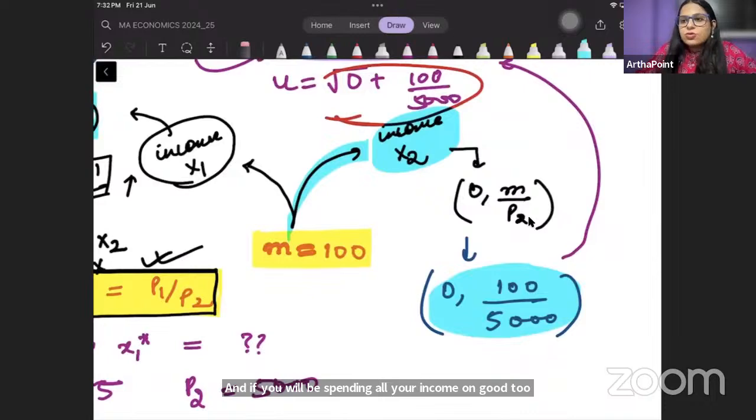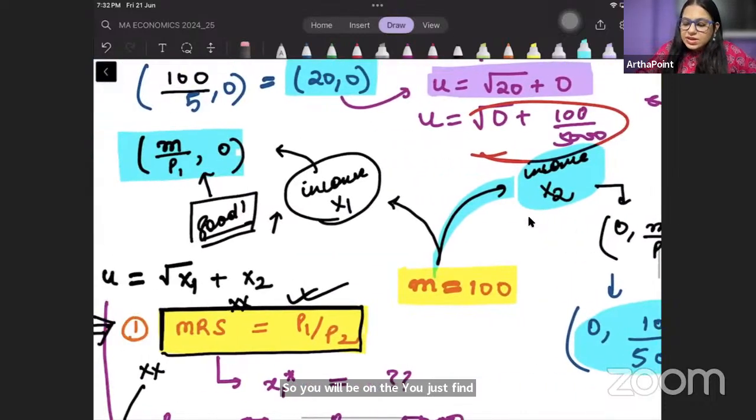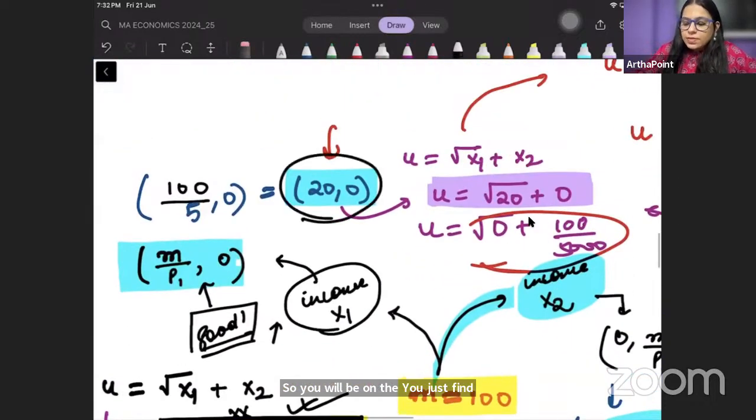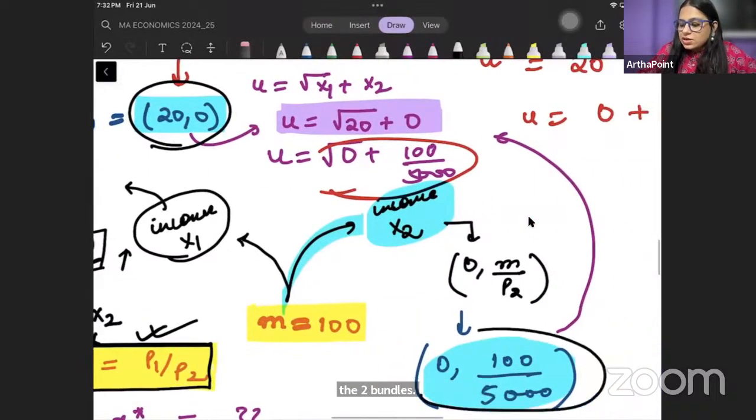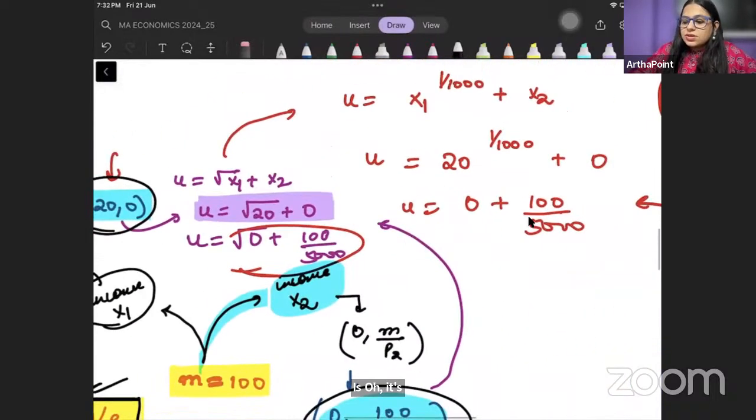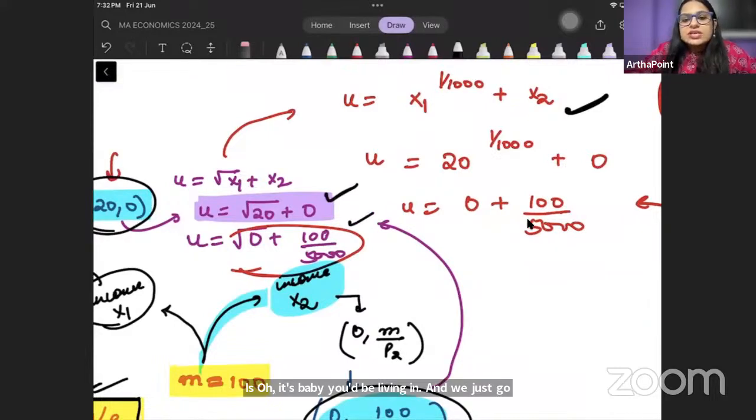You just find out the utility of the two bundles. We found the utility of this bundle and also of this one, and we just go ahead and compare the utilities. These are the steps that you need to take. Okay? These are fixed steps. You need to take these steps every time you see a quasi-linear function.